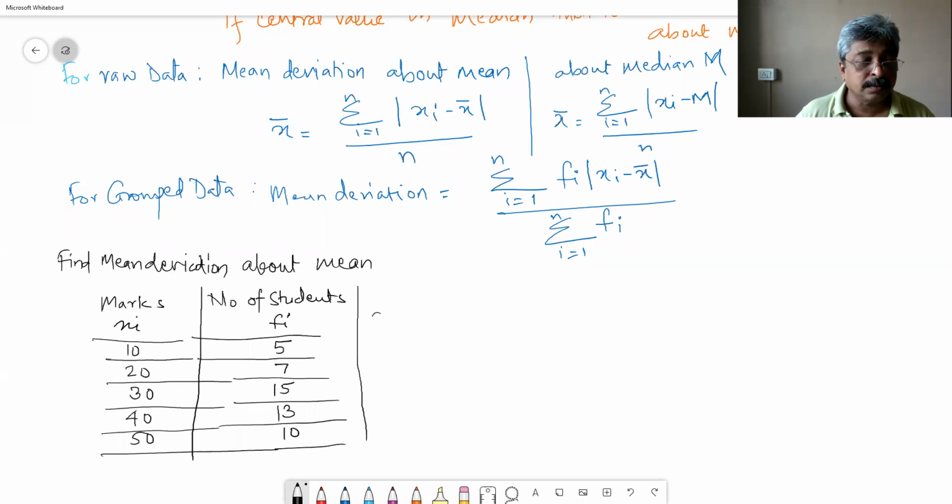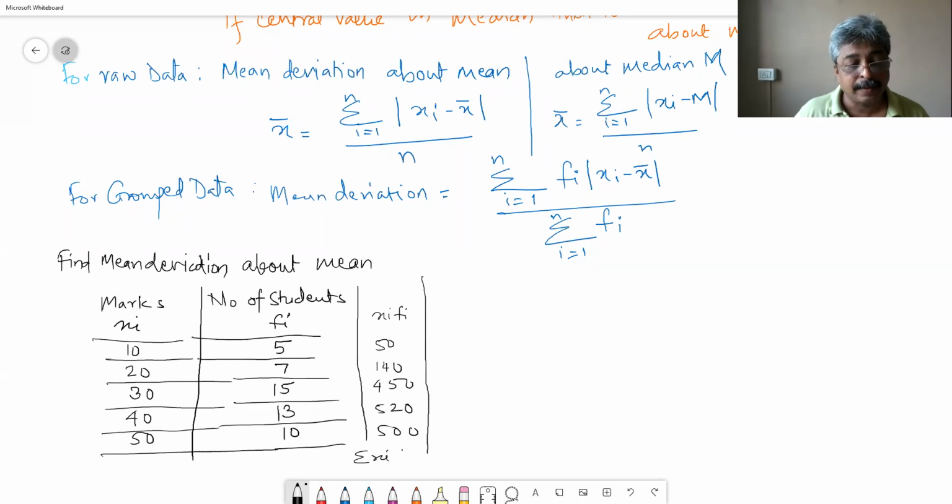Okay. First we compute xi fi, which is 10 into 5 is 50, 20 into 7 is 140, 450, 520, 500. So sigma xi fi is equal to 1660. Sigma fi is equal to 50. Therefore, x bar is equal to 1660 upon 50, which is 33.2.